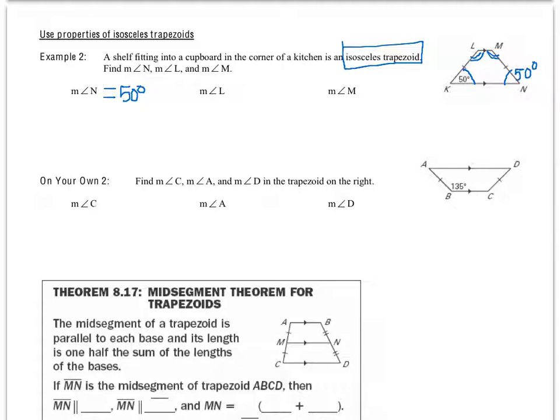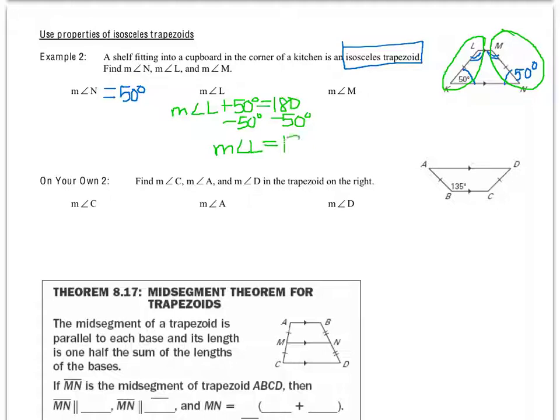And one thing that we talked about in class, and a good idea to know, is that these two angles and these two angles are always going to add up to 180 degrees. So I can say measure of angle L plus 50 degrees is going to equal 180. So if I subtract 50 degrees from both sides, I have the measure of angle L equals 130 degrees. And angle L and angle M are congruent, so I know angle M is also 130 degrees. So you should pause it and try the next one on your own.